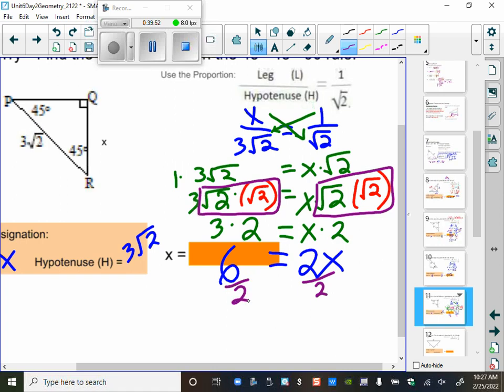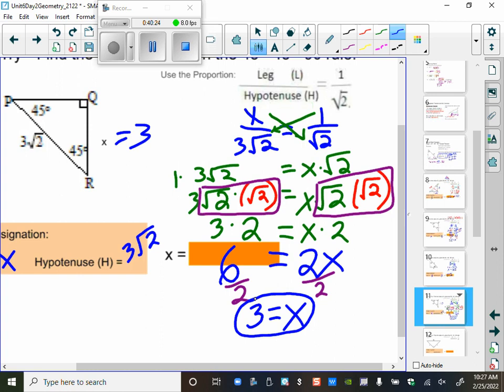So x in the end is going to be 3. So the leg will be 3. Well, you know, the answer was in the problem. Okay. Well, almost. But the most important thing was, when do we multiply both sides by that square root of 2?